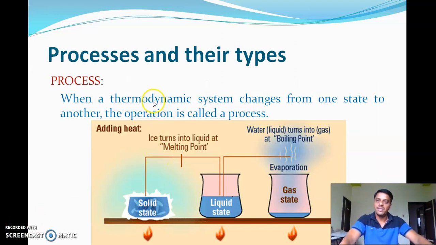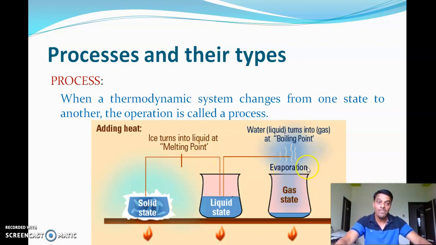The other concept in this chapter is thermodynamic processes and their types. Before going to the types, let us try to understand what is meant by a process. I would define the term process as an operation by which the thermodynamic system changes from one state to another state. That operation is called a process, or any action by which we can make the system change from one state to another state.